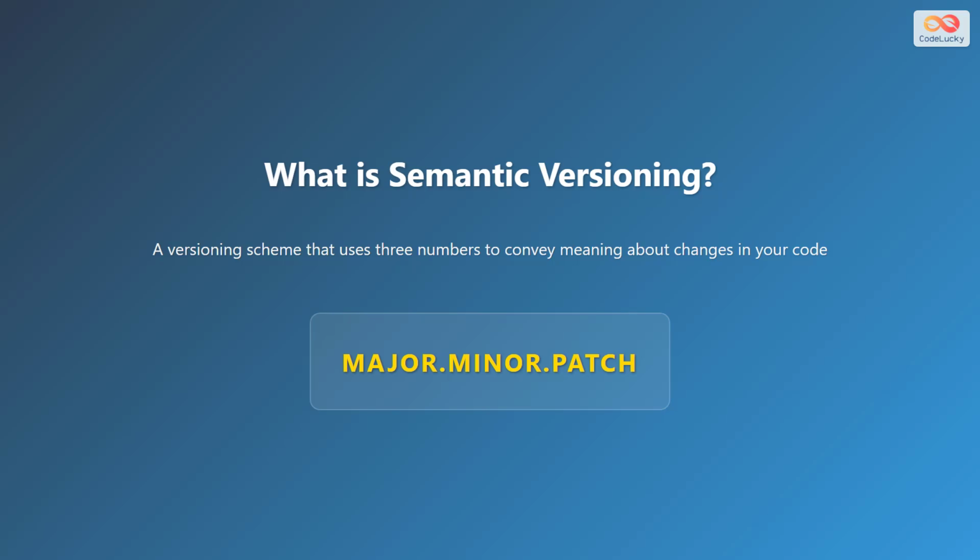So, what exactly is semantic versioning? Simply put, it's a versioning scheme that uses three numbers to convey meaning about the changes in your code. These numbers tell you at a glance the type of changes that have been made. The format for semantic versioning is MAJOR.MINOR.PATCH.